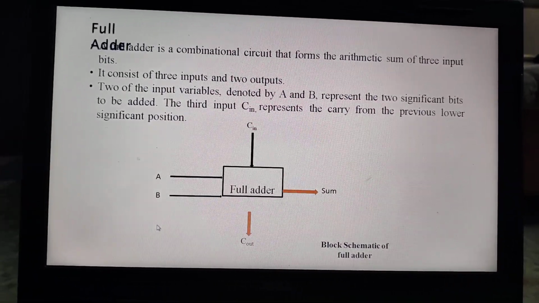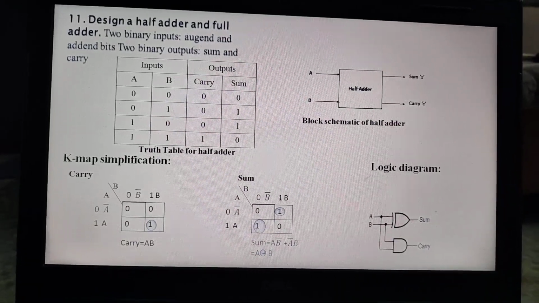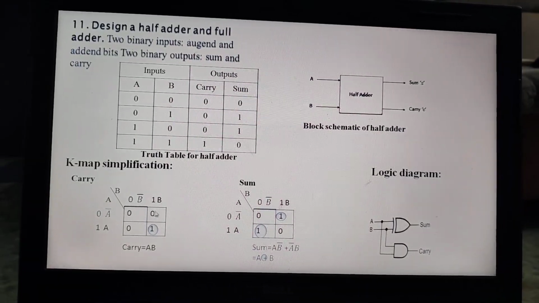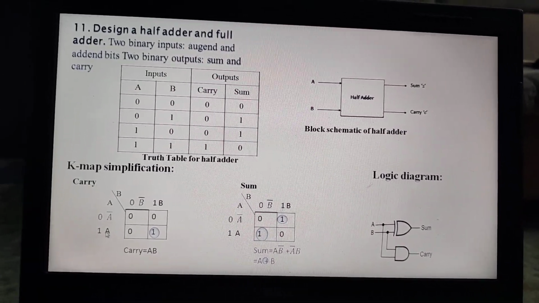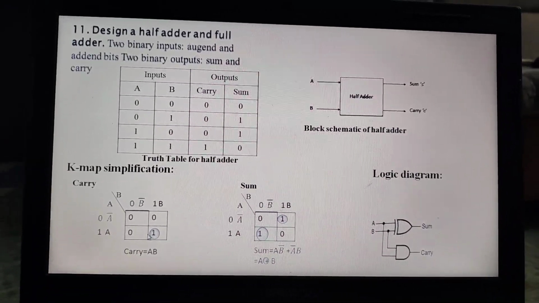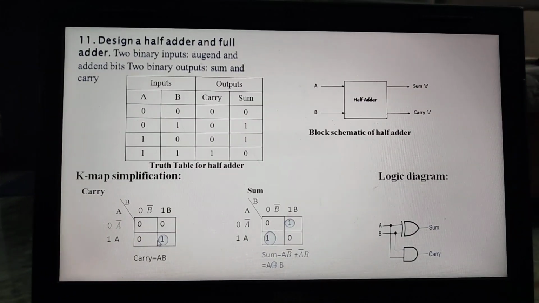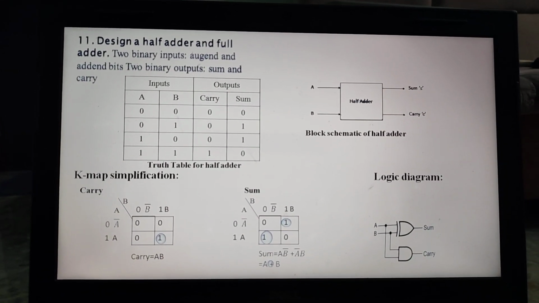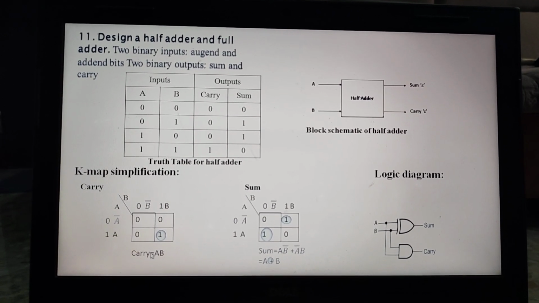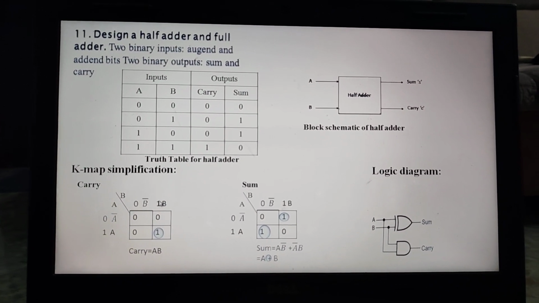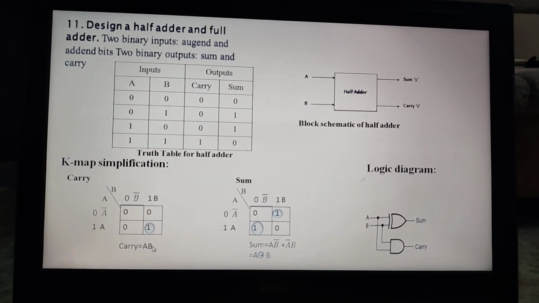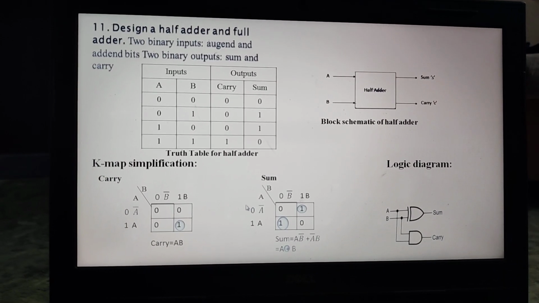And in the remaining places it has been specified as 0. Right? Now what I have to do is, carry is equal to A, the input that I have been given, and B. So my output is carry equals A and B. Can you understand how I am getting this A and B? Right. And next is sum.